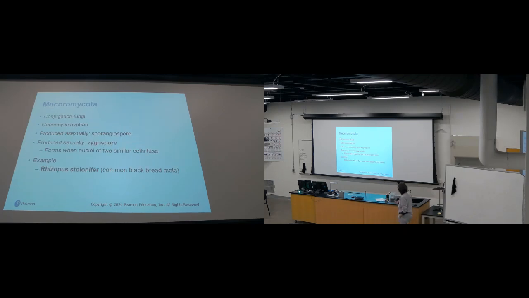Mucoromycota is what is called a conjugation fungi. It has coenocytic hyphae, so hyphae that don't have septa, and it produces asexually a sporangiospore and sexually a zygospore. An example is Rhizopus stolonifer. This one forms black bread mold.